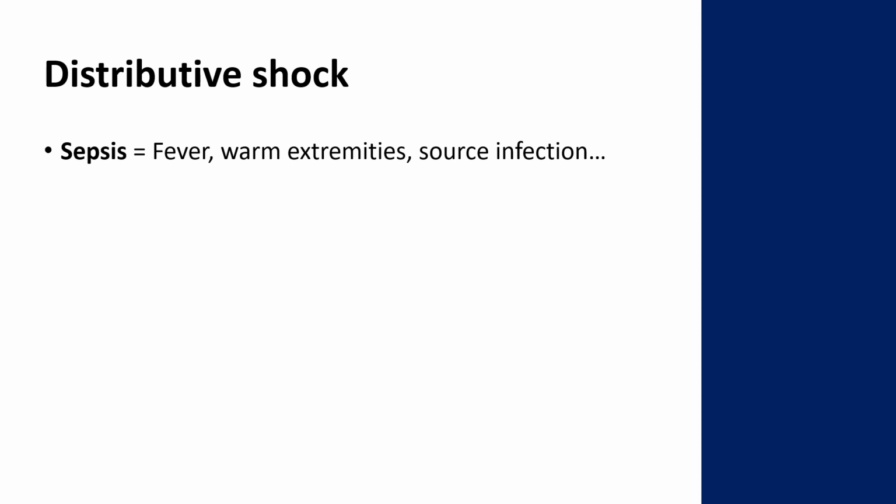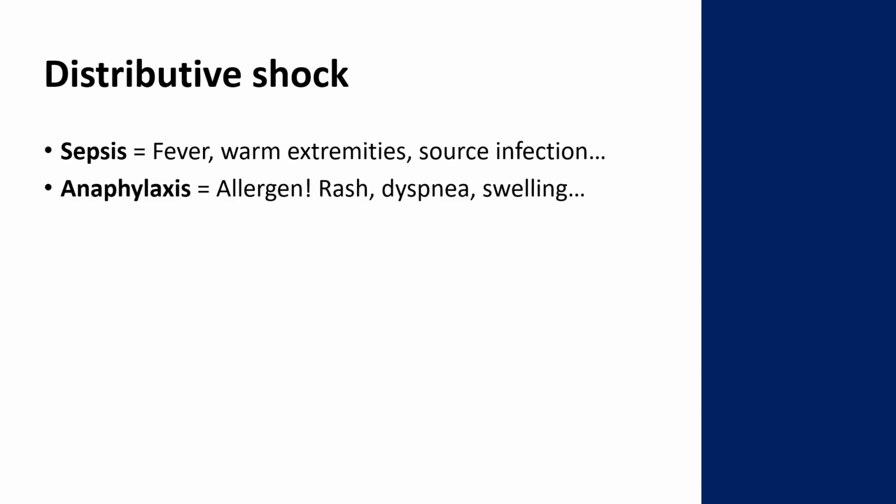The giveaway is usually that there's symptoms associated with a source infection, like there's dysuria or there's a cough or something like that. Anaphylaxis is the other classic example, and usually you're tipped off to this because somebody will tell you that they've been exposed to an allergen. Now, there's a first time for everything, right? So somebody might not have a history of exposure that gives you that clue. So sometimes you're looking for a rash like urticaria, or you think of it in shortness of breath or some swelling or something like that.